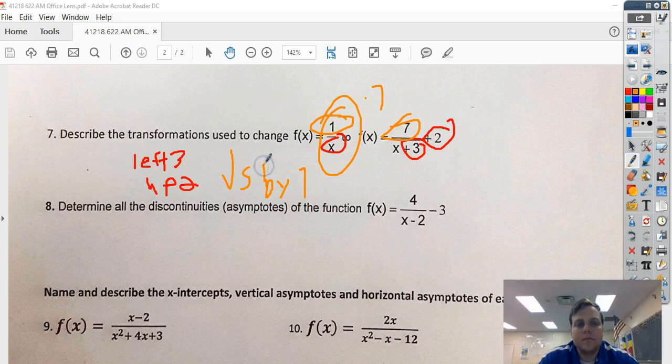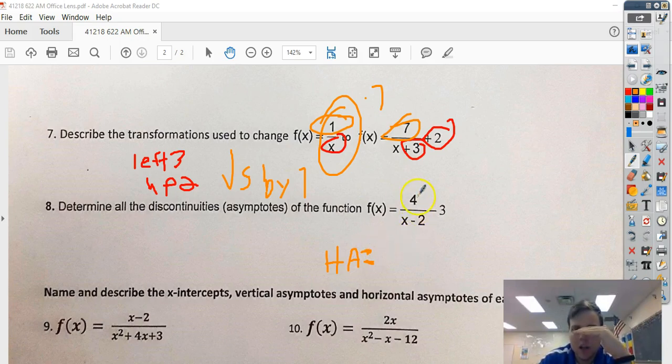Alright, number 8. Determine all the discontinuities, asymptotes, of the function. Alright, so let's find all the asymptotes. First one I want to find. Oh, this is kind of a cheating problem. We haven't really discussed this, but you do have to think through it. Alright, so first off, we have a horizontal asymptote. Remember, horizontal goes this way, left to right.